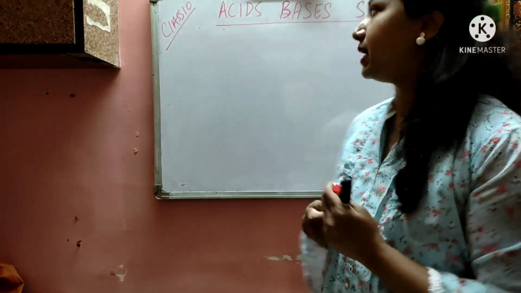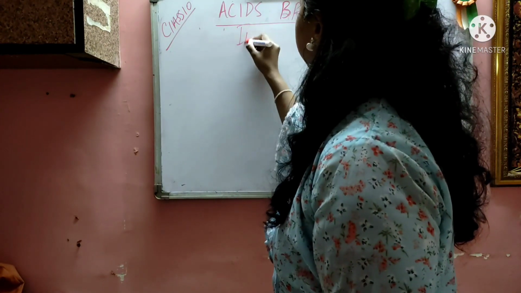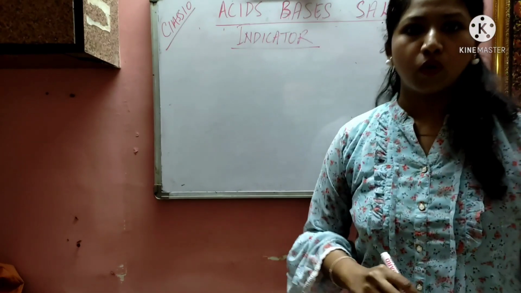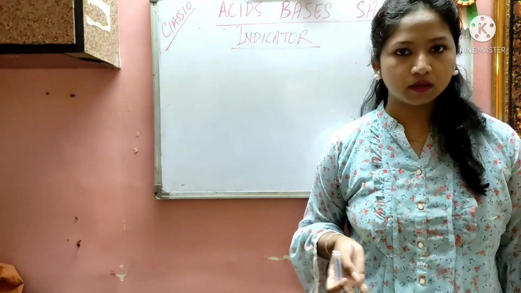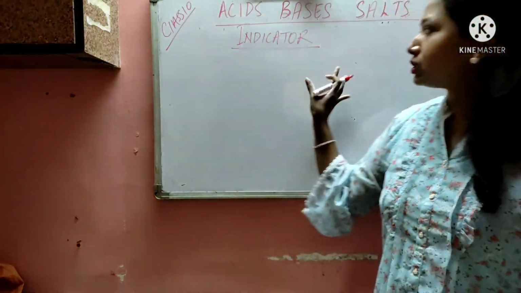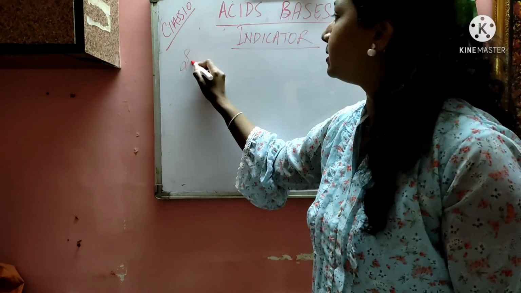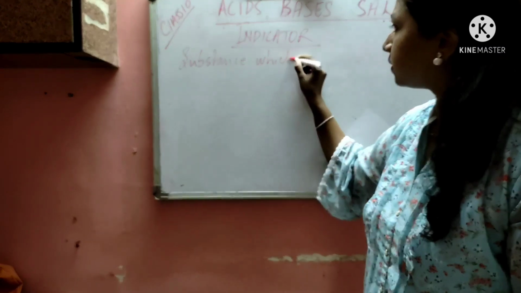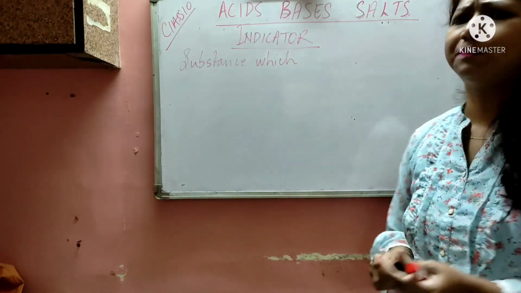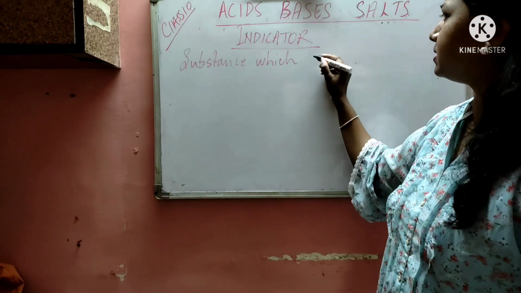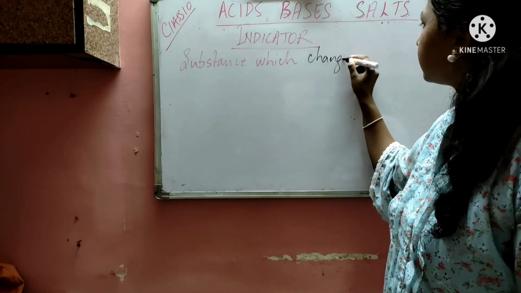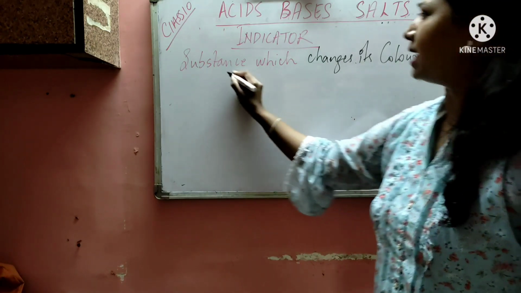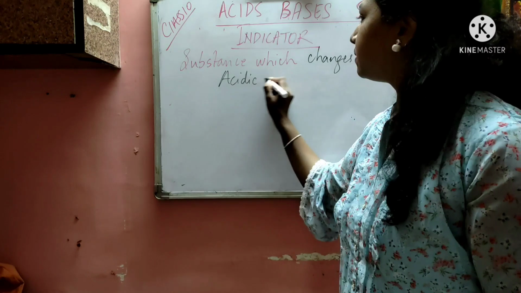Let's see what is an indicator, guys. Indicator. It goes by the name: it indicates something, it shows something. So what is an indicator? It's a chemical substance, a substance which changes its color in acidic and basic medium.